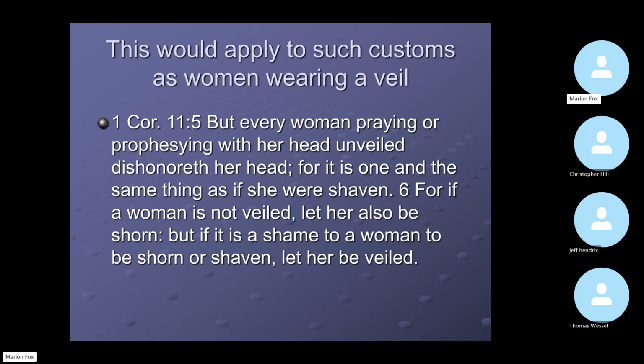So in a situation when we take this last statement, and I'll move my mouse over it right here, if it is a shame to a woman to be shorn or shaven, let her be veiled, then let her be veiled. And we can reverse it with transposition or contraposition and say, if she is not to be veiled, then it's not a shame for her to be shorn or shaven. So if it's not a shame for her to be shorn or shaven, then you don't have to have her veiled. So that's what he's saying.